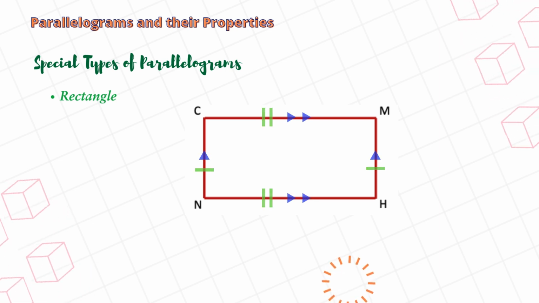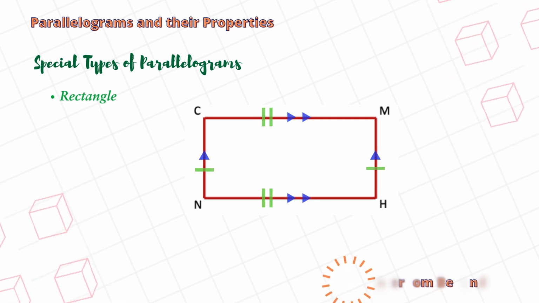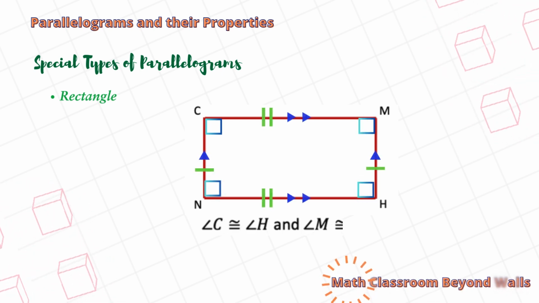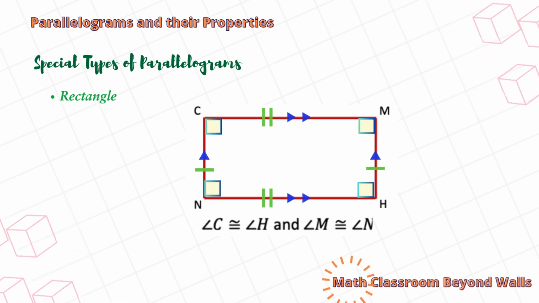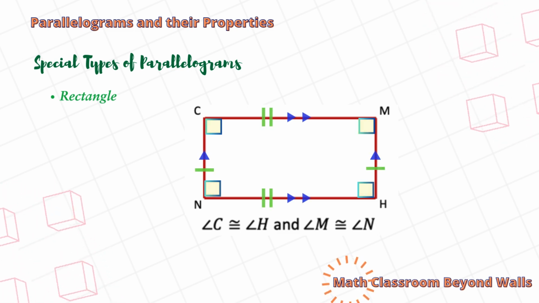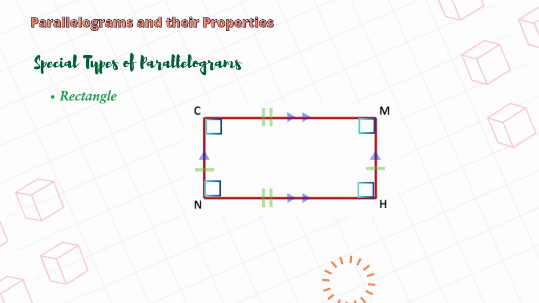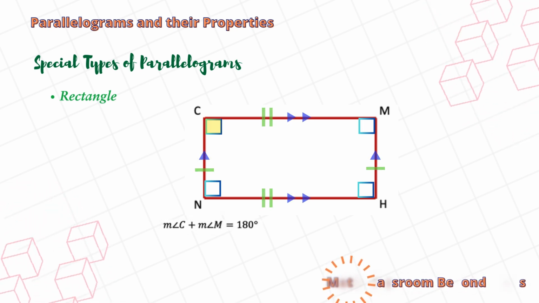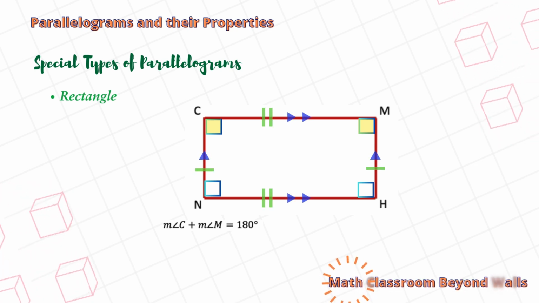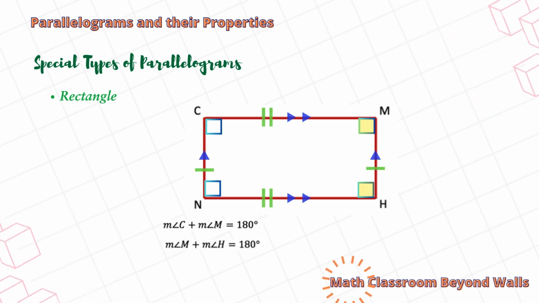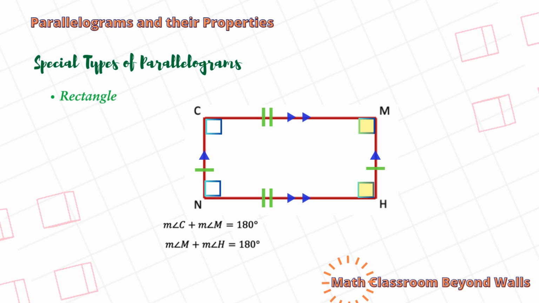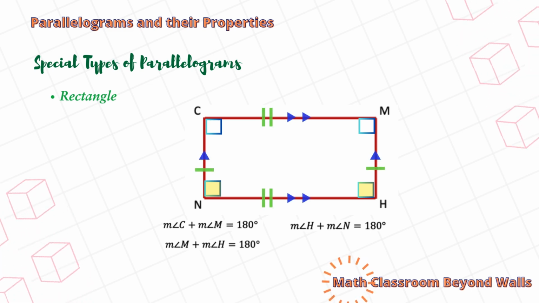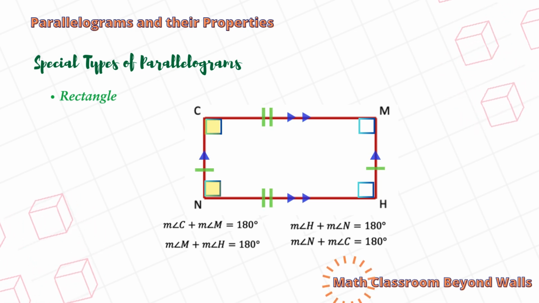Also, its opposite angles are congruent. Thus, angle C is congruent to angle H, and angle M is congruent to angle N. Moreover, all angles are right angles. The boxes indicate this property. Obviously, its consecutive angles are supplementary. Thus, the measure of angle C plus the measure of angle M equals 180 degrees. The measure of angle M plus the measure of angle H is 180 degrees. The measure of angle H plus the measure of angle N is also 180 degrees. And the measure of angle N plus the measure of angle C is 180 degrees.